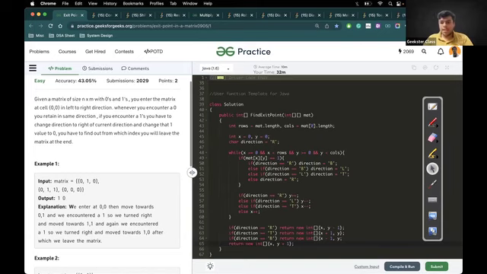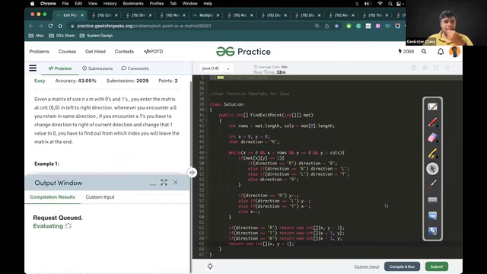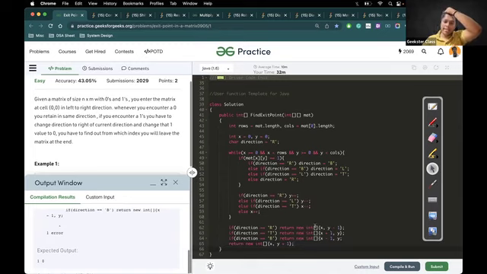So this is now the entire code. Let's run it and check whether it is working or not. There is some compilation error. So the syntax may not be like this. Let's also give size as 2, maybe.